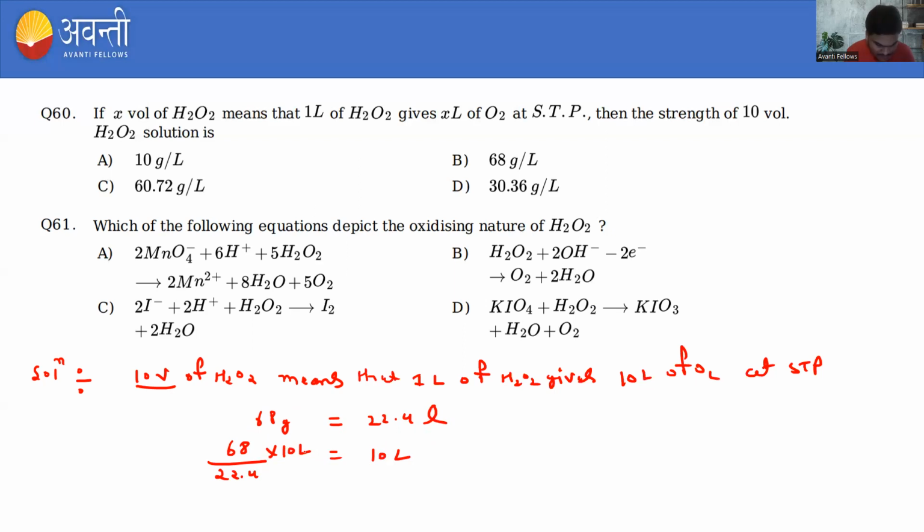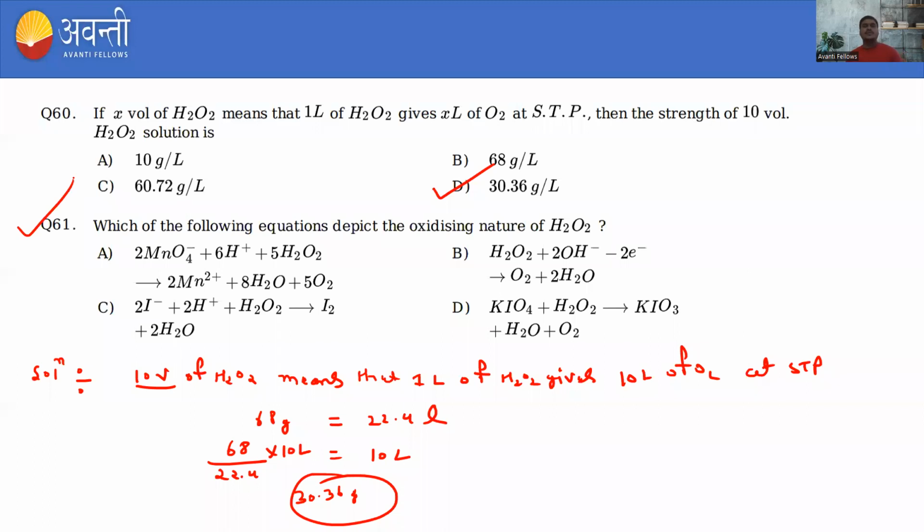So this is what they have. So this will come out to be how much? That is 68 upon 22.4 into 10, that is 30.36 gram. So that comes out to be 30.36 gram. So which one is the correct? 30.36. That is D. So option D is absolutely correct.